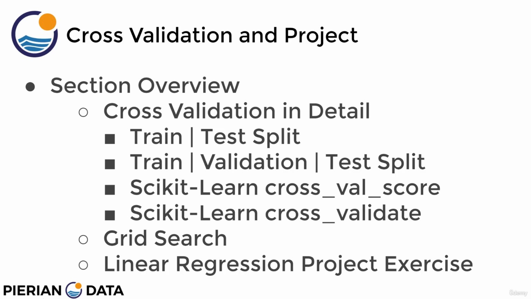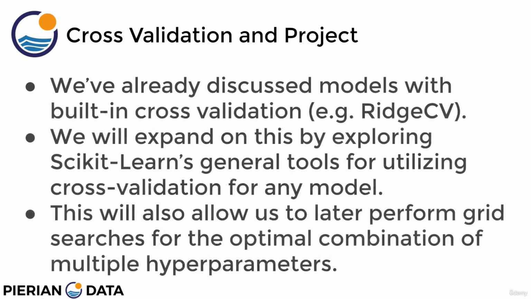So what we're going to do is build up to full cross-validation just as a quick review so that we can fully understand the cross-validation functions that are built into scikit-learn. We'll start off with the train test split we're already familiar with, then we'll move on to a train validation split, and then we'll discuss scikit-learn's two main cross-validation functions, cross_val_score and cross_validate. After that, we'll discuss how to perform a grid search to test out multiple hyperparameters at the same time, and then you'll be ready to perform your linear regression project exercise.